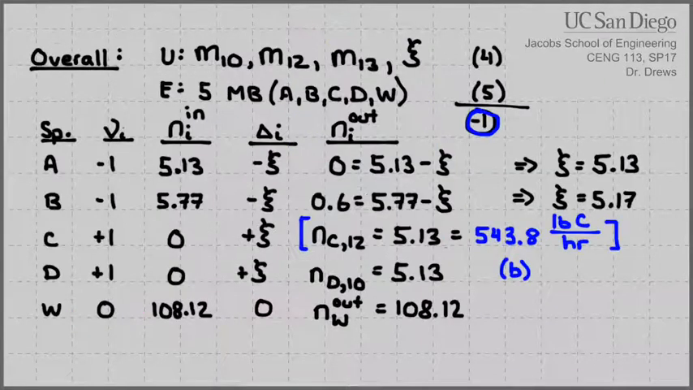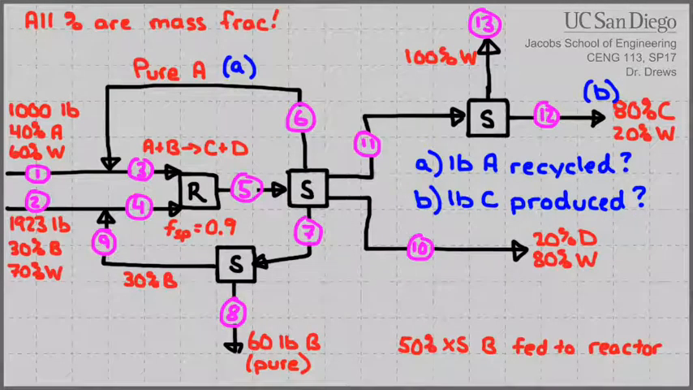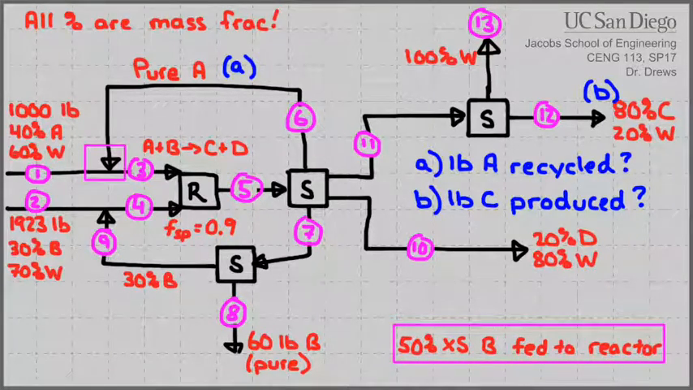If we wanted to know everything about every stream in the entire system, we now know from that balance everything about what is happening in streams 1, 3, and 6. Our 50% excess B, which was a spec that we had down here, can end up telling us something about stream 4, because we will then know the amount of B that has to come in, since we will know the amount of A coming in.